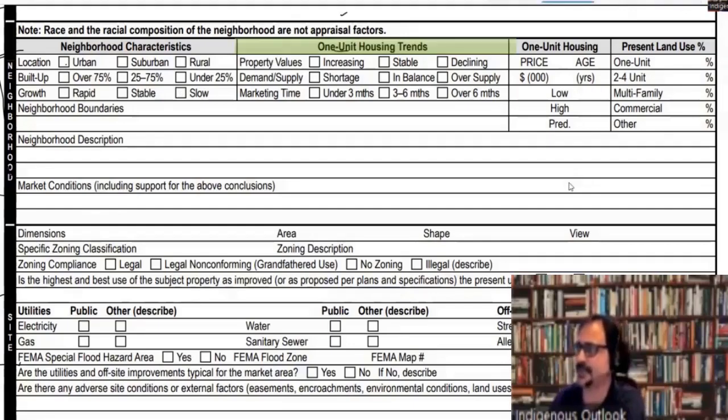The next is one unit housing trends. One unit housing trends means, because 1004 will be used for one unit SFR and PUD, this form will only show us the information about one unit housing. Property values: increasing means values are increasing. In the last 6 months, value has increased by 10%, 5%, 2%, but it is increasing. Stable means it's not increasing. It goes 2%, then comes down to 2%, then goes to -2.1, then again comes to 2%. So it's stable, not very high.